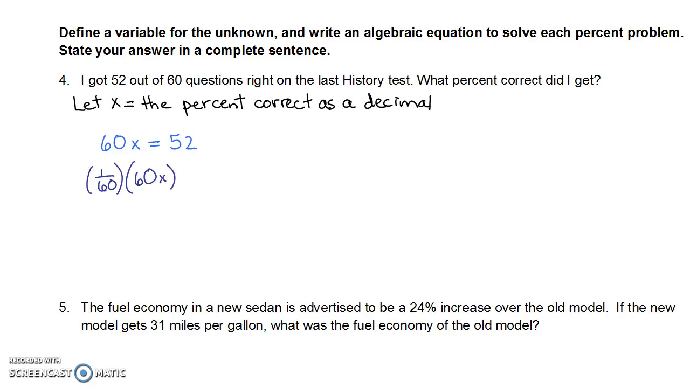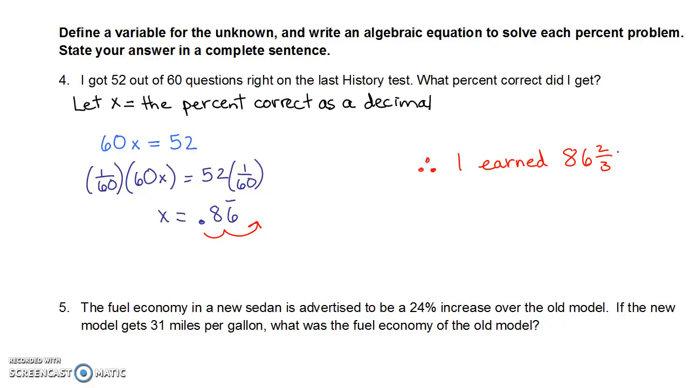If we divide both sides by 60, we are going to get an x value of 0.86 repeating. We need to remember when we state our final answer that we do need to move the decimal point over. So our final answer is that I earned 86 2/3% correct.